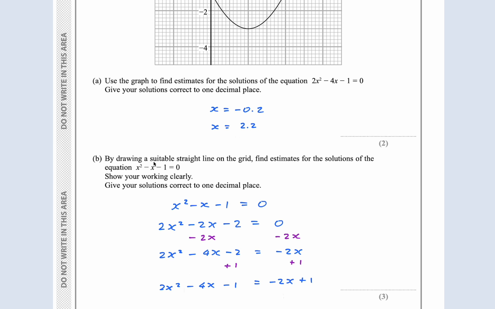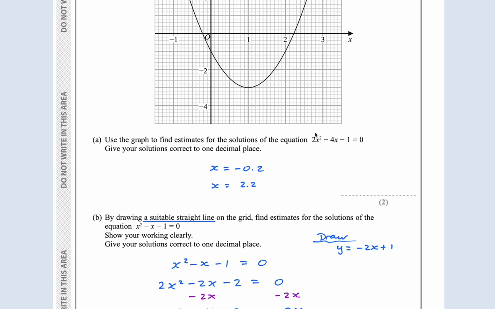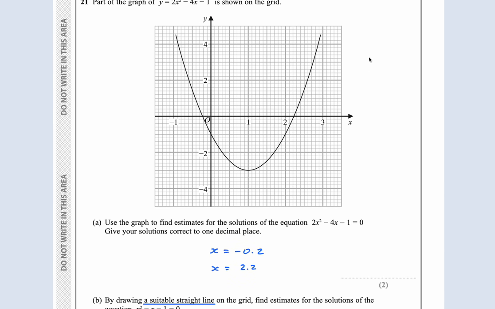And he says, by drawing a suitable straight line. Well, the suitable straight line is that. It's y equals minus 2x plus 1. So in this grid, I'm going to draw y equals minus 2x plus 1.